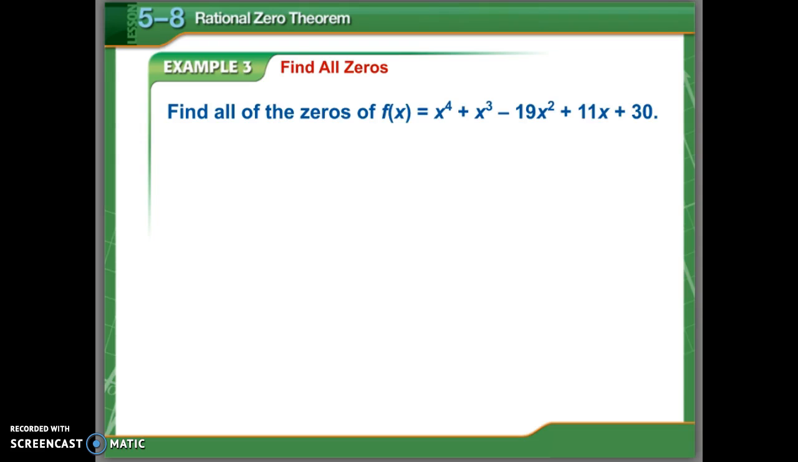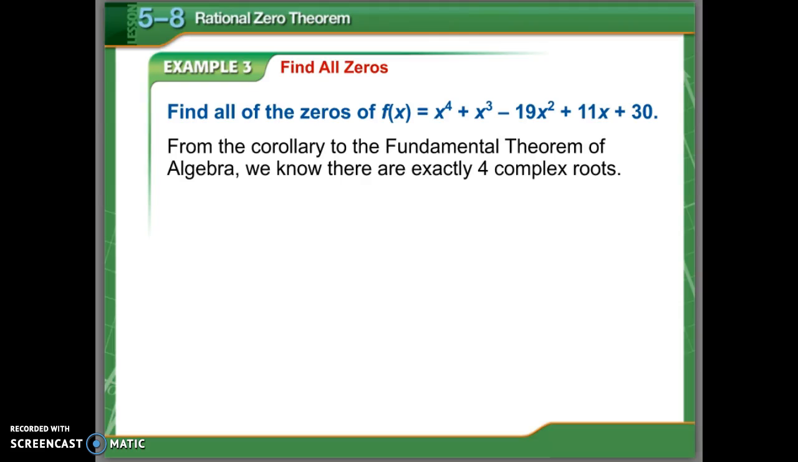Okay, for example 3, we're going to find all the different zeros. And we have a fourth degree polynomial, which means there's going to be 4 zeros. They might all be real, some of them might be imaginary, but we're going to try to find all 4 of them. We've got x to the fourth plus x to the third minus 19x squared plus 11x plus 30.